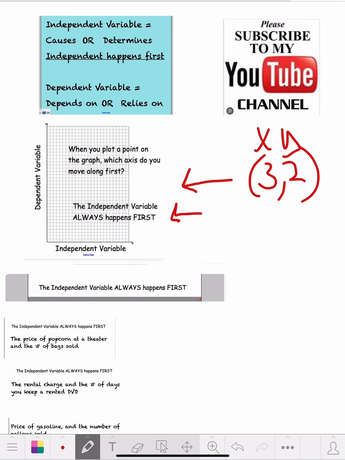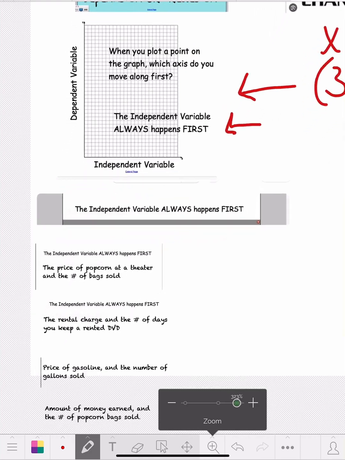So let's go through a few of these word problems, and we'll pull this out, okay? Now, as you see, I wrote it again. Independent variable always happens first, okay? So when you're reading the sentence, say, what happened first? What happened second? And then kind of determine like that.